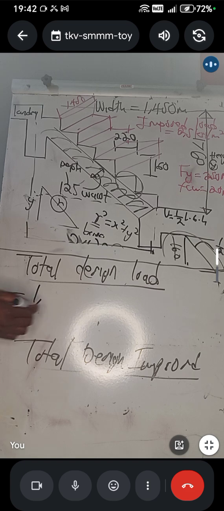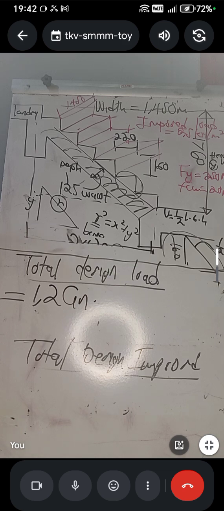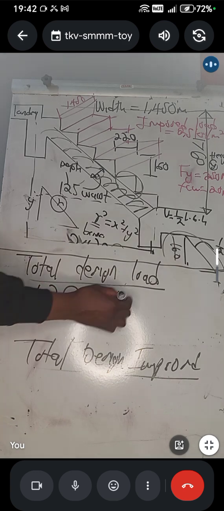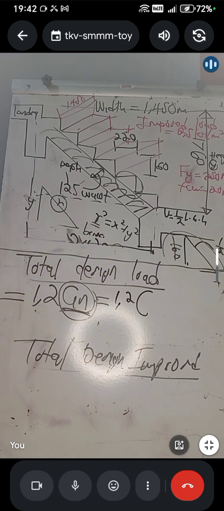It's 1.2 G N. Ne? We are given something there. That means we need to know that we are going to say 1.2. You add what you calculated before. You are going to combine it together. That will be your design load.